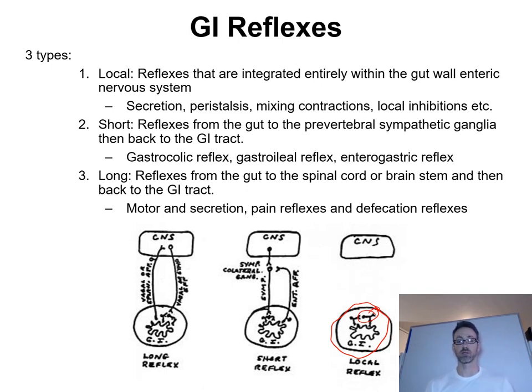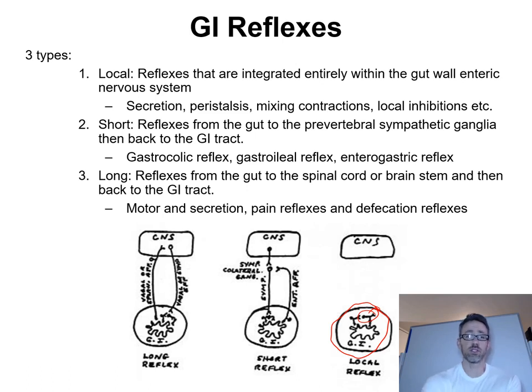So they'll be able to respond to distension in one part of the GI tract and cause relaxation or constriction somewhere else in the GI tract. And so that can all be carried out what we call intrinsically or locally. Okay, so that's going to help things like secretion, peristalsis, mixing, and so on.